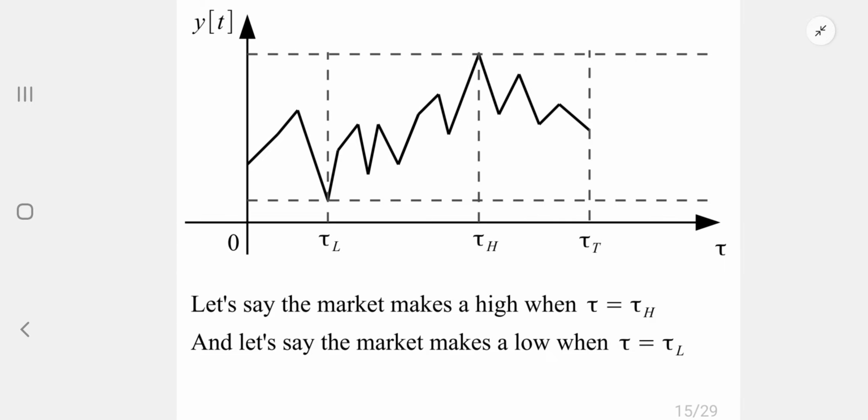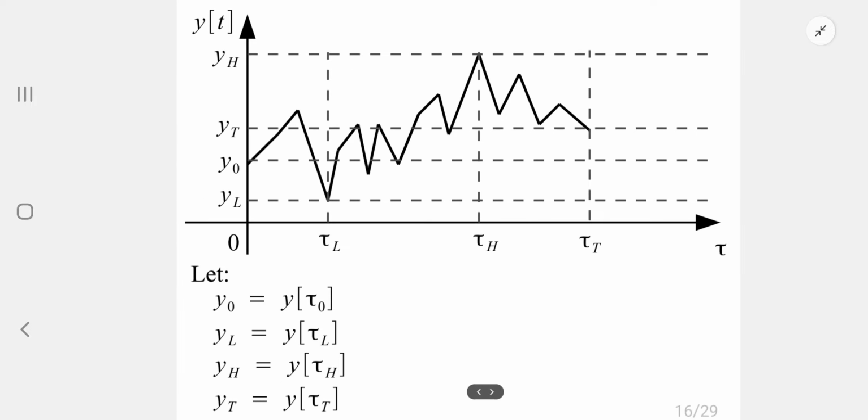Let's say the market makes a new high when tau equals tau H, and let's say the market makes a low when tau equals tau L. Let y0 equal y of tau 0, let yL equal y of tau L, let yH equal y of tau H, and let y capital T equal y of tau capital T.